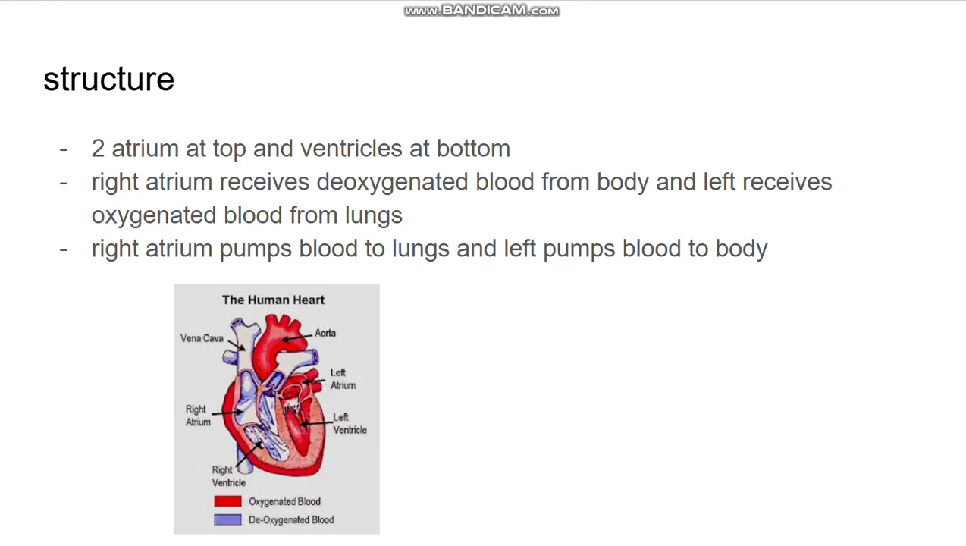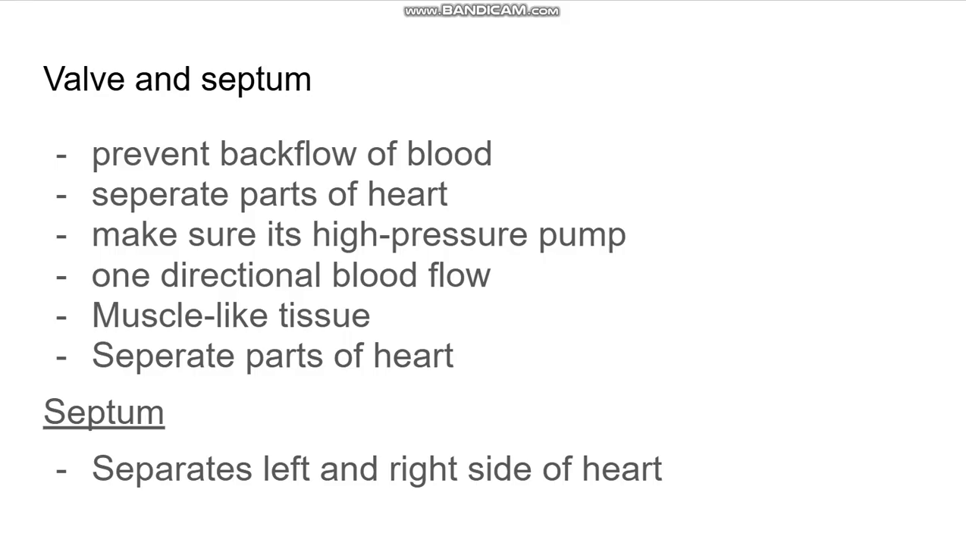So basically your right atrium receives deoxygenated blood from the body and pumps blood to the lungs, and your left atrium receives oxygenated blood from your lungs and pumps blood to your body. Now we have the valve and the septum.